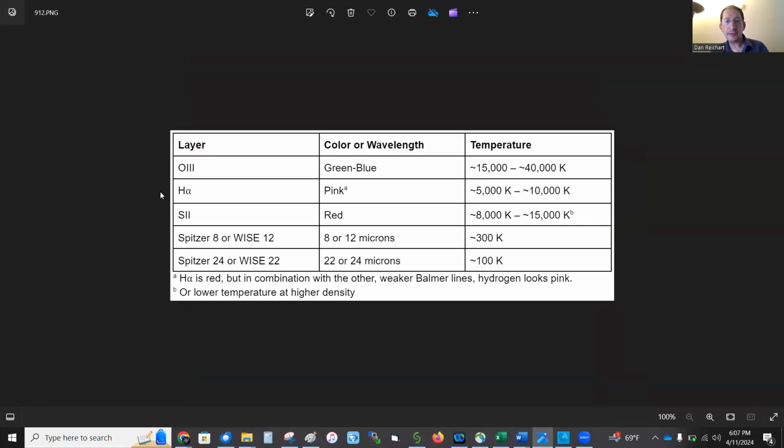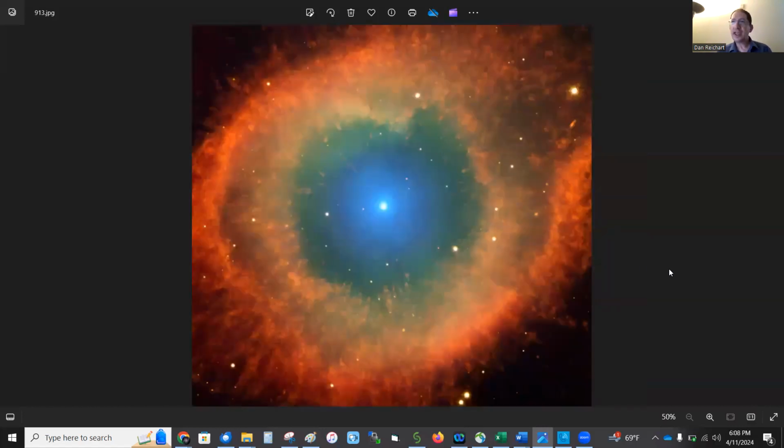Again, let me bring up a temperature map, whether you're using Spitzer 8 or WISE 12, that's about 300 Kelvin dust. And then beyond that, you will often find even colder dust. Spitzer 24, WISE 22, that's about 100 Kelvin dust. Now, every region has its own story, its own peculiarities. What I find nifty about this one is the blue here, that's the cold dust, and it's not farther out, it's right there in the middle. That's not where you would expect it to be.